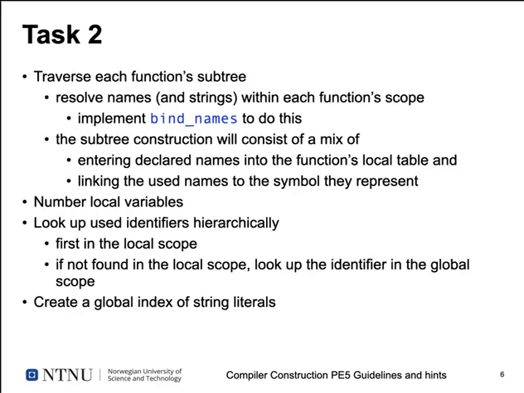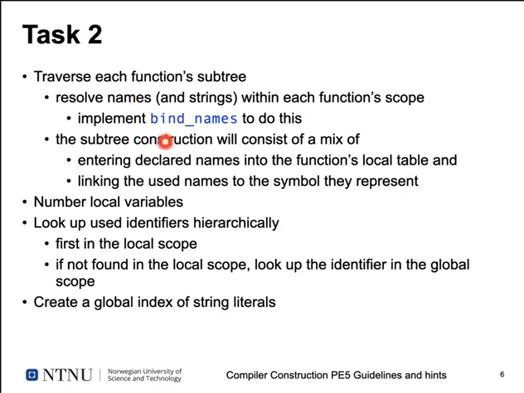Task number 2 now is concerned with local variables. So here we just built this function name table, so we can go through each function separately. And since we built this link to our syntax tree, we can now traverse the subtree for each function separately. And then we can go through this and see declarations and use of names and also of strings if we use strings. So what we're going to do there is we are going to resolve names and strings within this function we're currently looking at. So we're going through all the functions, and for each function we're doing this procedure to resolve names and strings.